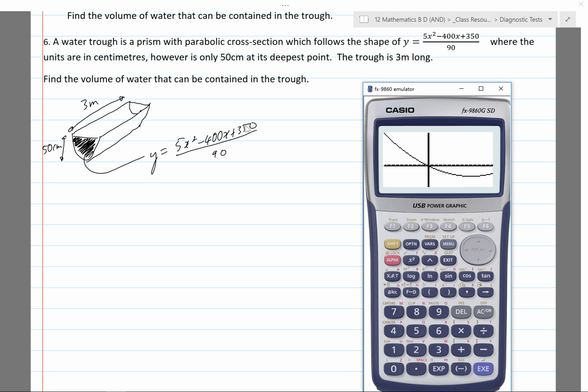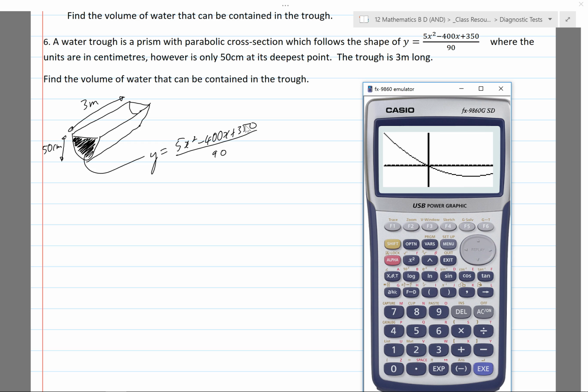Okay, so I might just copy this graph into here so I can scribble on it. So that's what the parabolic cross-section looks like. However, it's only 50 centimeters at its deepest point. So if I can find the coordinates of this minimum, that'll give me an idea of what to do with this 50 centimeters. Because I really want to put 50 centimeters above here, and then have a line going across there. And that'll be my parabolic cross-section.